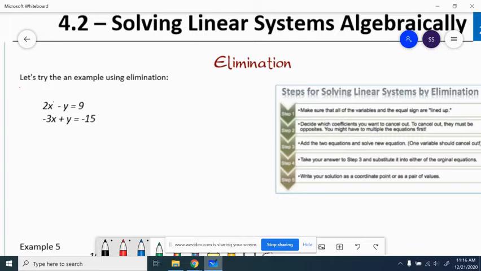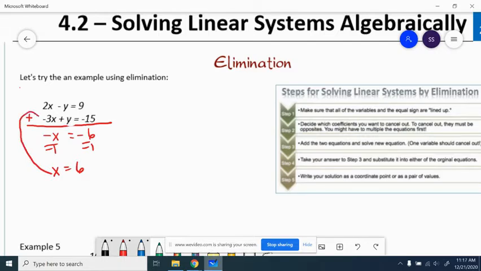So I notice that I have a negative 1y and a positive 1y. So what we're going to do with this system is just add up the two equations. Okay, because in doing so, the y's are just going to cancel out. All right, so if I do 2x plus negative 3x, I'm left with negative x is equal to negative 6. And all I need to do here is divide by negative 1 to get a positive x, which is 6.